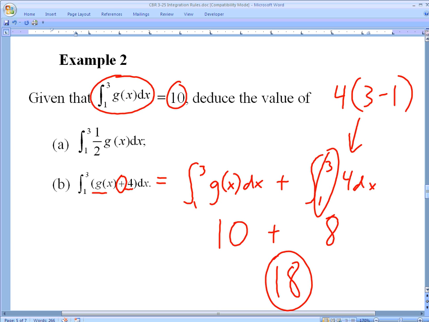And that's the idea of some of the ways that we can use properties of integrals to solve some more complicated problems.